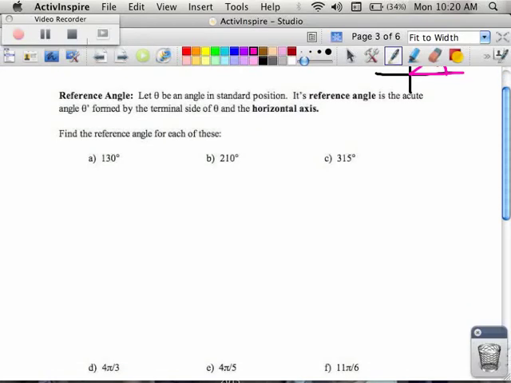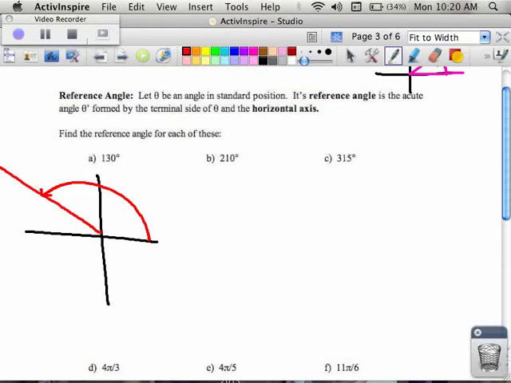Let's say I'm talking about the angle measurement of 130 degrees. So here I am. I draw a 130 degree angle. I look over here, and 130 degrees is right there. That's my 130 degree angle. How big is this angle? This is 130 right here.